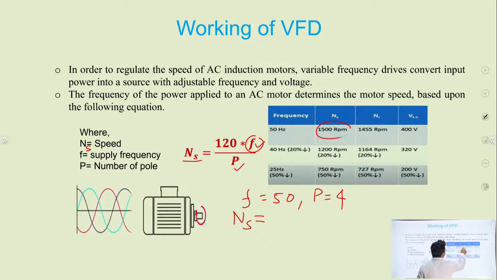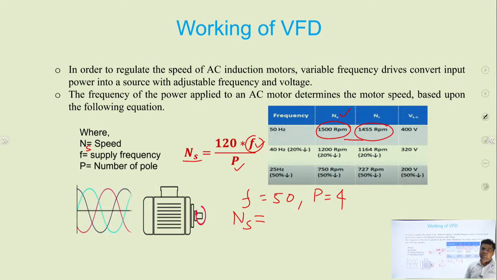which is 1500 RPM. This is the synchronous speed. If we measure the rotor speed of the induction machine, which can be measured through a tacho generator, that speed will be around 1455 RPM. The induction motor always runs at less than the synchronous speed, which is why it is called an asynchronous machine or induction machine. Through that we can calculate the slip.